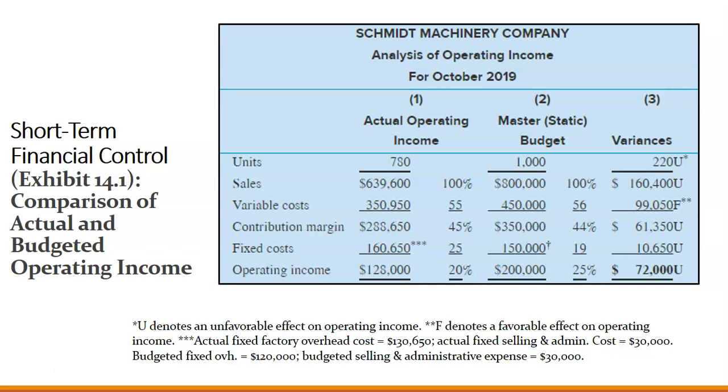The first variance we're looking at is just the difference between our actual and our static budget, or master budget, called the static budget variance. That is that $72,000 unfavorable operating income variance. We're going to break that variance down into other variances.